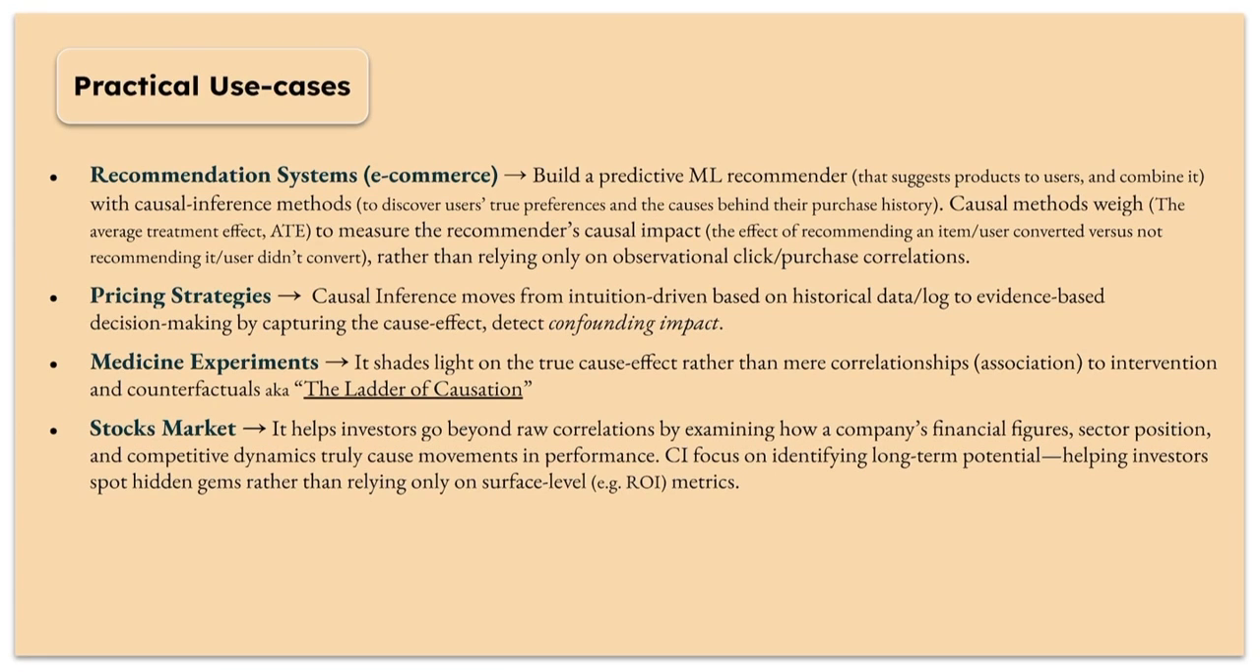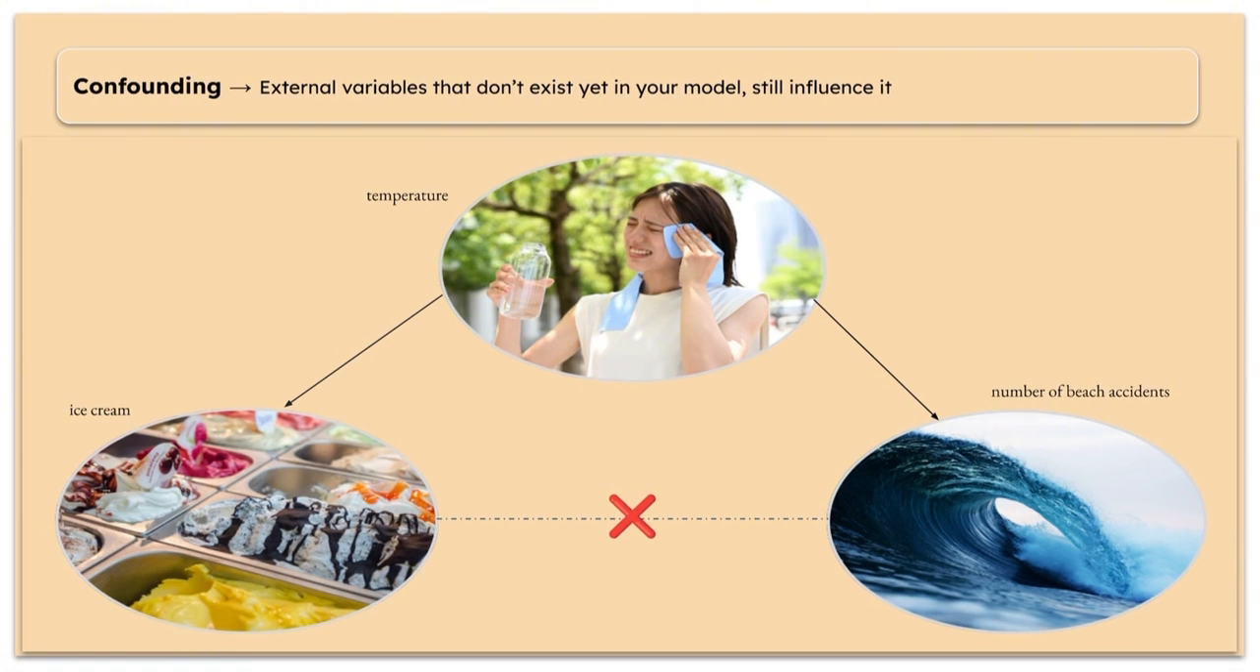And finally, the most fascinating use case when it comes to the stock market. So CI helps investors go beyond raw correlation by examining how a company's financial figures, sector position, and competitive dynamics truly cause movements in performance. CI also focuses on identifying long-term potential, helping investors spot hidden gems rather than relying only on surface-level metrics such as ROI.